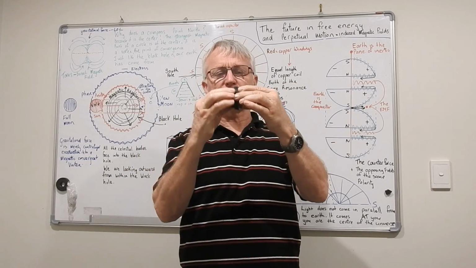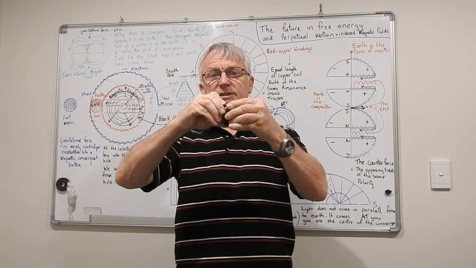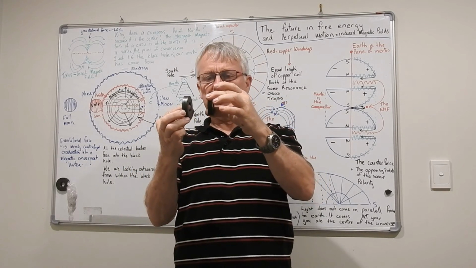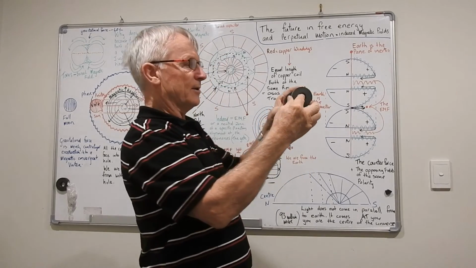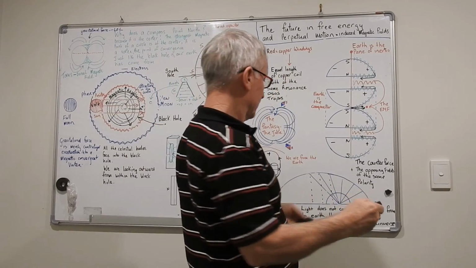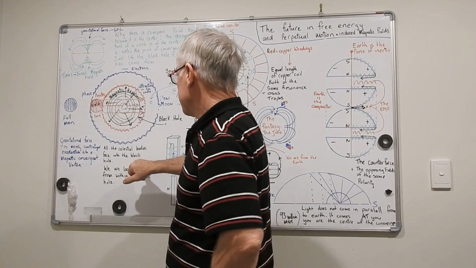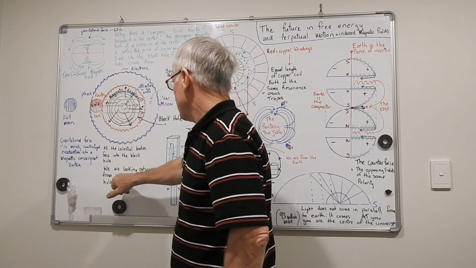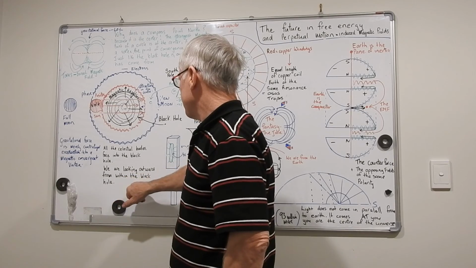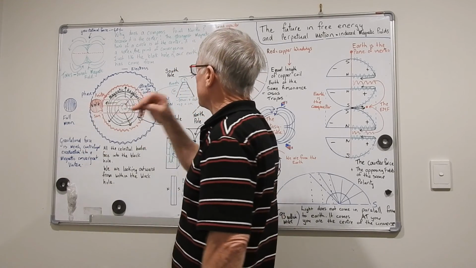It cannot turn. It'll be the end of us. Just like this as they turn around the black hole. All the celestial bodies face to the black hole. We are looking outward from within the black hole. Everything is all around us.